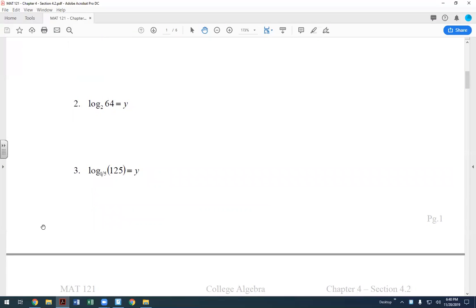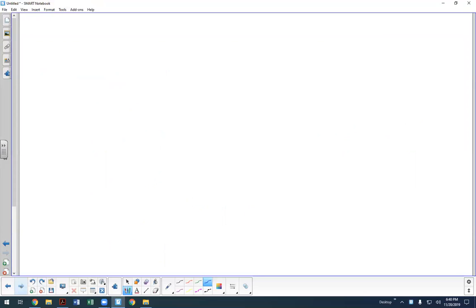All right, guys, let me see what you can do for number 3. So log of 125 with base 1/5 equals y. So convert it into exponential form first, and then by using the one-to-one property, find y.